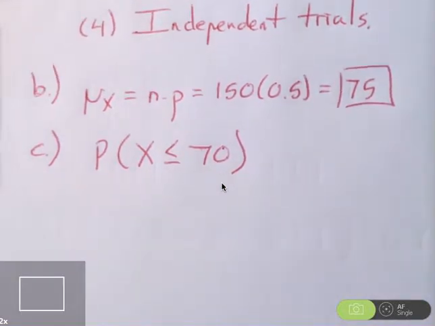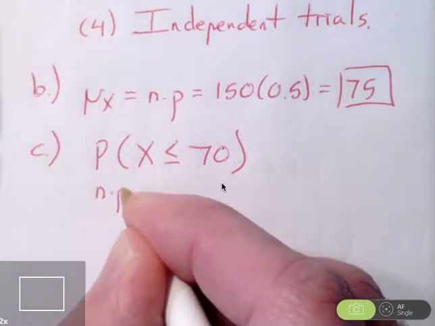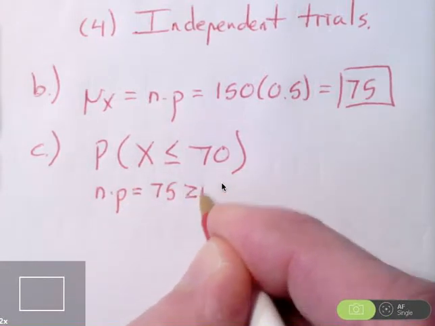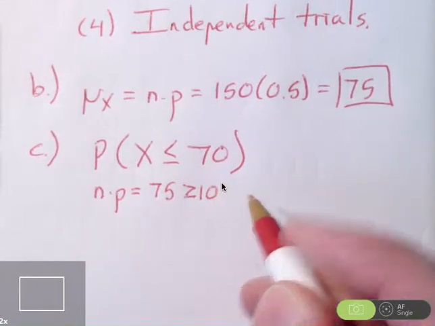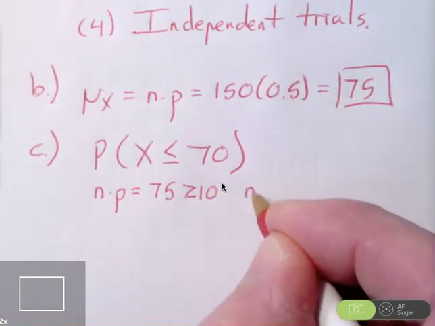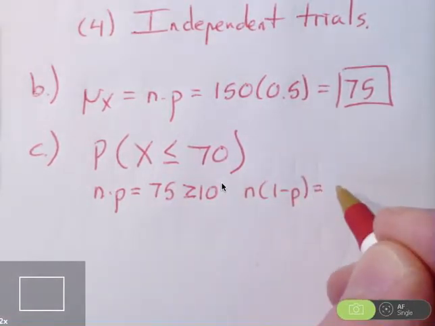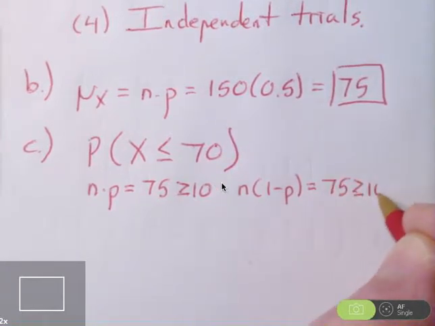First of all, we should check to make sure that the appropriate conditions are met for doing this. So n times p, in this case, the number of successes is 75. That's certainly greater than or equal to 10. So if there are 75 successes out of 150 trials, then there are also 75 failures. So n times 1 minus p, that's exactly the same thing. That's going to be 150 times a half once again. That's also 75, and that's greater than or equal to 10.